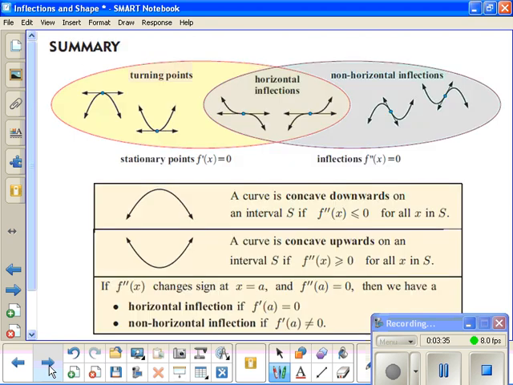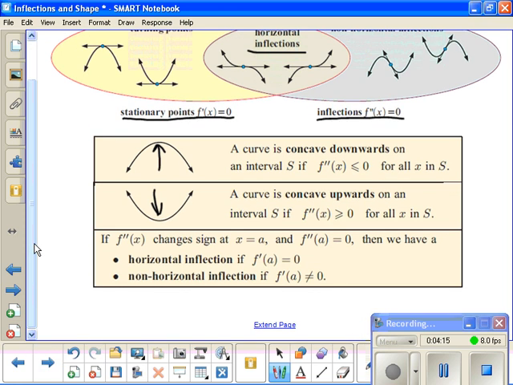Here's a summary of what we look at, and they do cross over. Horizontal inflection points will appear both in the second derivative and the first derivative. Turning points, local minimums and local maximums, we find by using the first derivative, but there's a crossover. So some inflections are found in the first derivative. The horizontal inflections are found in the first derivative, and they're still inflections. The non-horizontal inflections are found in the second derivative. Concave down, concave up.